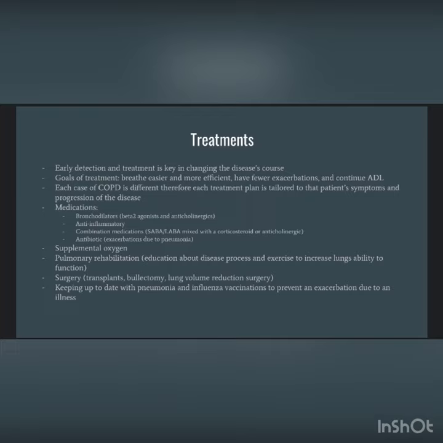Supplemental oxygen, such as use of a high-flow nasal cannula or even BiPAP, helps ease the initiation of breaths and makes it easier for the patient to breathe. You can do pulmonary rehab and things such as pursed-lip breathing to help improve oxygenation status. Surgery could be used if the disease is severe enough. They could do a lung transplant, but more proactive health promotion includes making sure they're up to date with their pneumococcal vaccinations and flu vaccines.